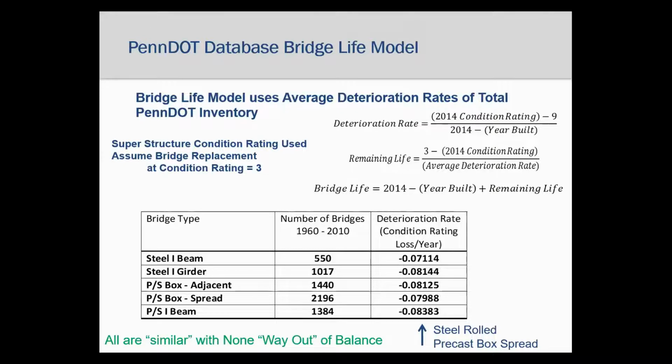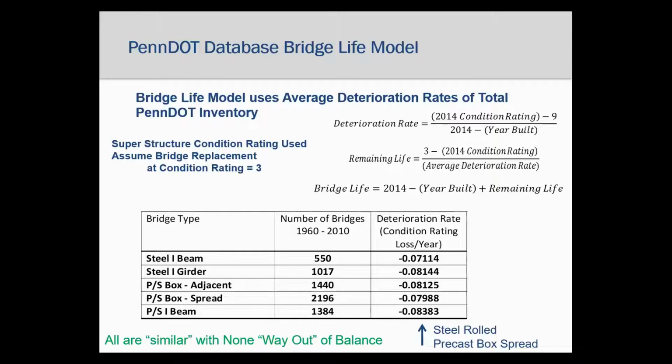So up here on the top right, a deterioration rate was determined based on the condition rating in the year 2014 by the change in rating divided by the years, assuming it started at a 9. With the deterioration rate, the remaining life could be estimated by assuming the bridge would be replaced when the superstructure condition rating became a 3. And the bridge life is the sum of the remaining life added to the current age. So yes, this is a linear deterioration model.